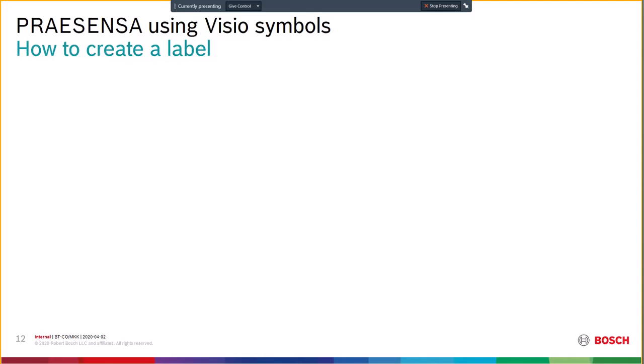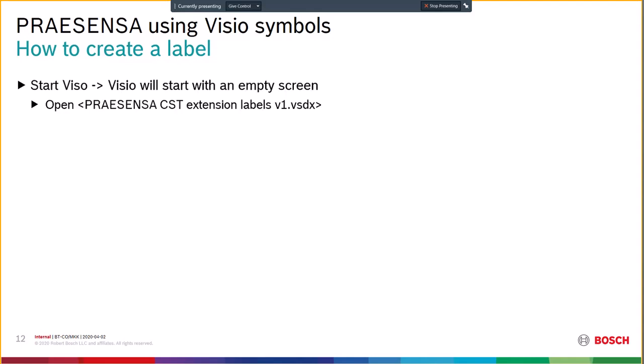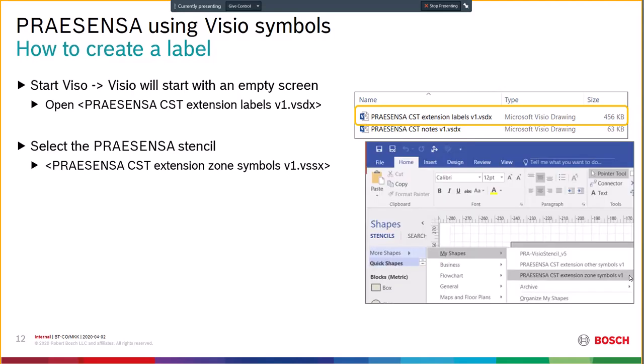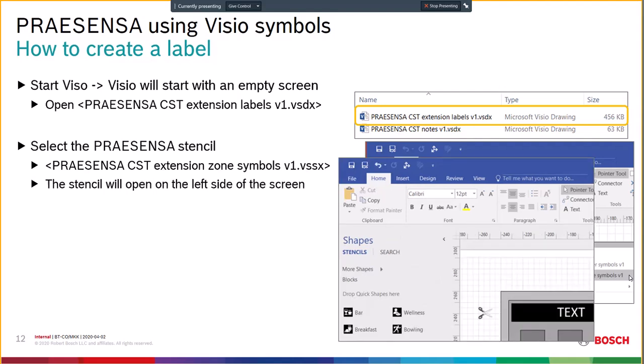Now, how to create a label for a call station? You start VISIO, and VISIO will start with an empty screen, and then you open the file extension labels. The next step is that you select the right stencil, and you do that from My Shapes, and then you see the stencils that you have in the My Shapes folder. When you've selected the stencil, you will see that on the left side of the screen.